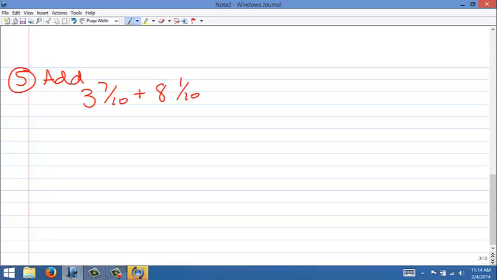So in this case, for me, adding this one, I'd probably rewrite it so that the integer parts lined up and the fractional parts lined up. And so the idea is what we're going to do to add these guys together is add the integer parts, so 3 plus 8 is 11, and then add the fractional parts. So again, we're lucky to have a common denominator, so we know our answer is going to be over 10. So all we have to do is add the 7 and the 1 and get 11, 8 over 10.